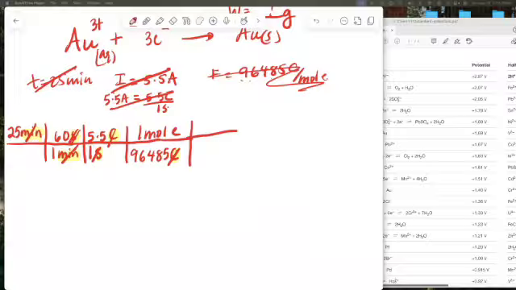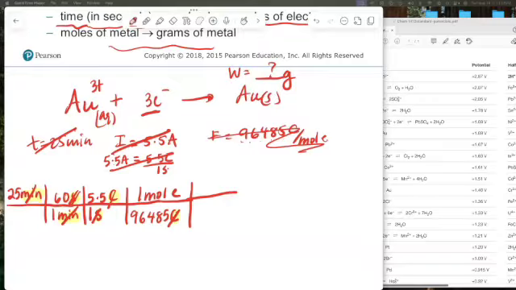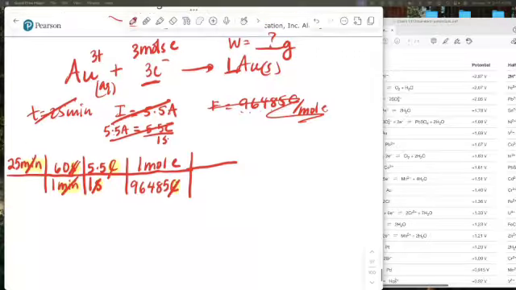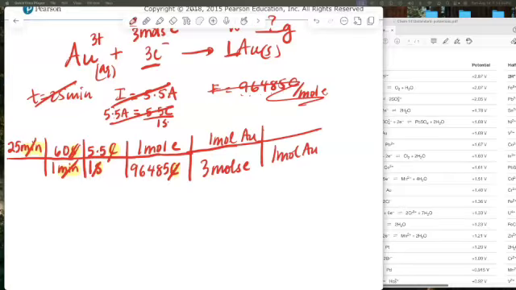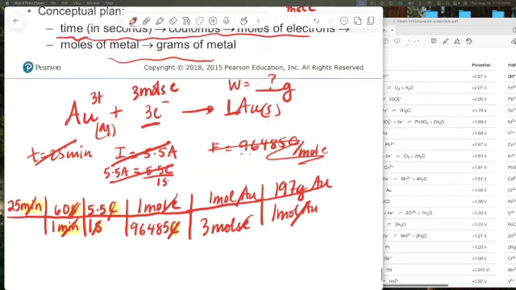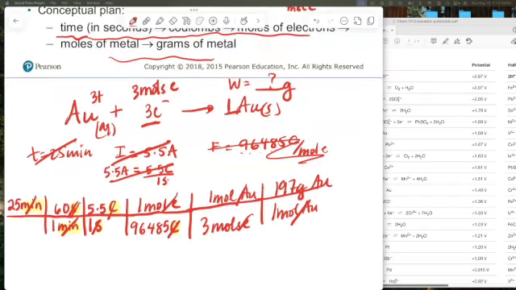We can now deal with the balanced equation. The coefficient we have here is molar amount. So essentially we have 3 moles of electrons, and this goes with 1 mole of gold. So I'm going to put here 3 moles of electrons goes with 1 mole of gold. And over here we have 1 mole of gold goes with 197 grams of gold. And what was wanted, remember, was grams of gold. So our conversion setup is done.